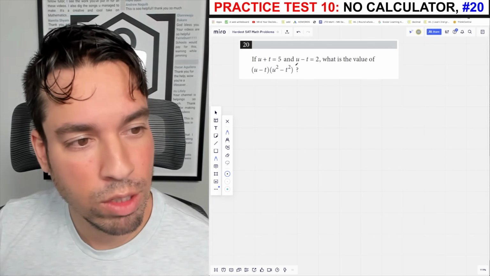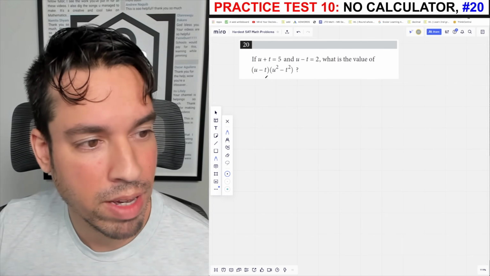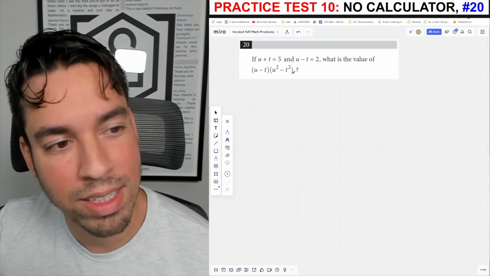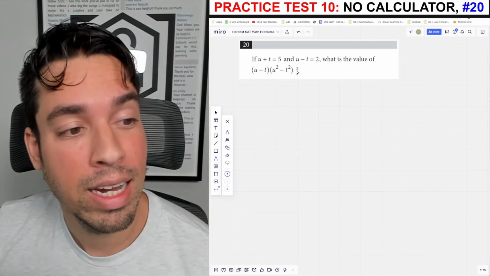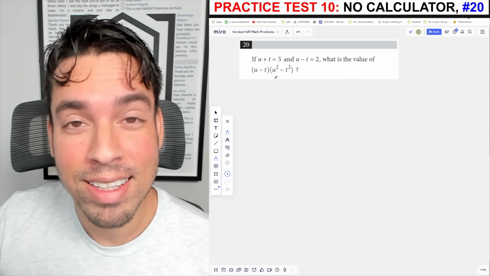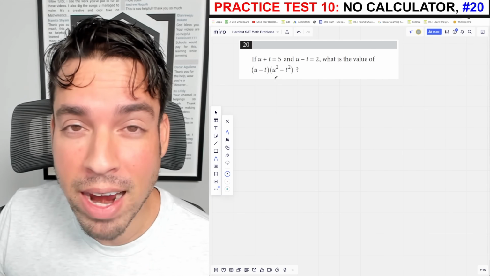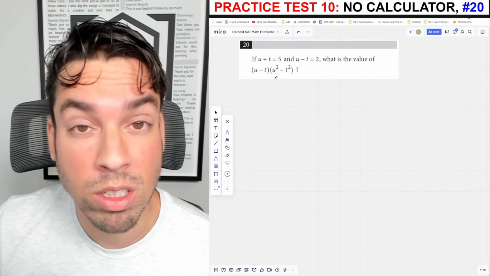If u plus t equals 5 and u minus t equals 2, what is the value of u minus t times u squared minus t squared? So this is a really difficult, abstract, weird problem, and the thing that I always say on this test is when you see something that's factorable and it's not factored, just factor it. Don't even think about it.